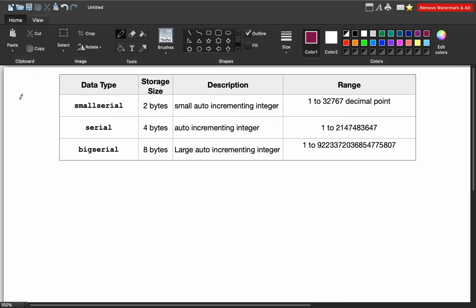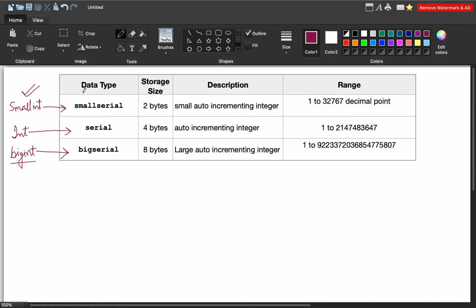We have seen integer data type can be of 3 types: small int, then the second type is int, and the third one is big int. In case you have not watched my previous video, you can go ahead and check them out. We have done a lot of practicals to understand this. Now, serial data type is very much similar to integer data type. Small int corresponds to small serial, integer corresponds to serial, and big int corresponds to big serial.